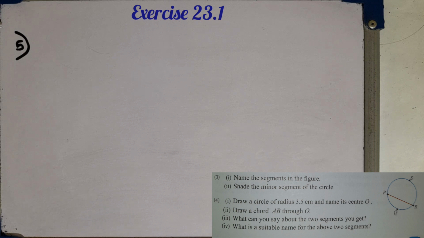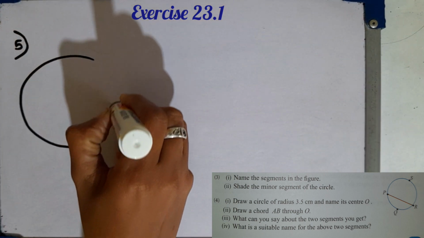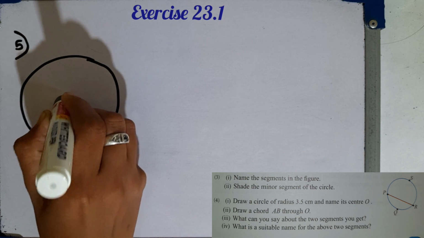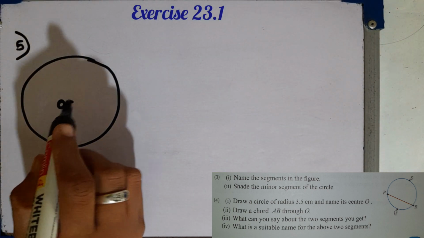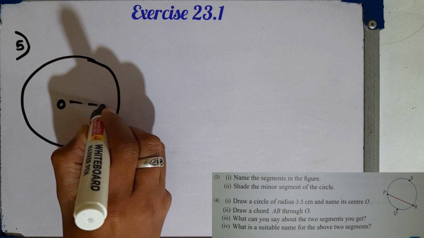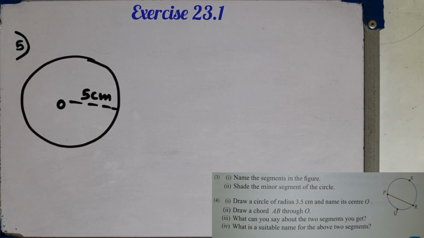Question number 5. Draw a circle of radius 5 centimeters. Name it center O. By using the pair of compasses, you have to draw a circle like this. Center is O. Radius is 5 centimeters. Then what are they asking? Draw a chord which is 6 centimeters in length and name it AB.